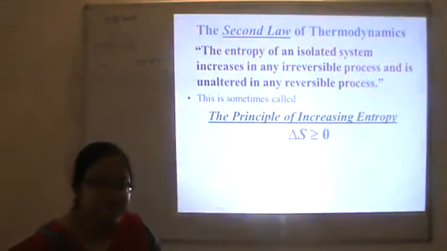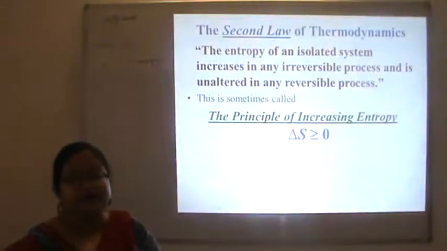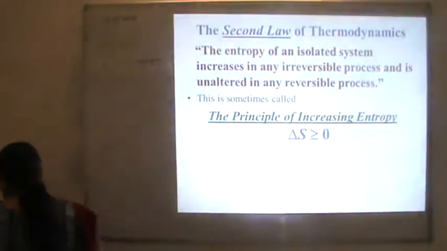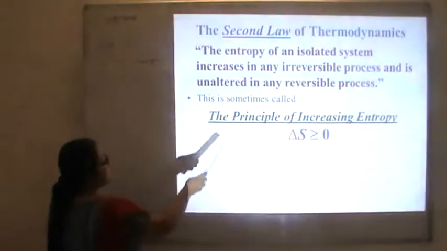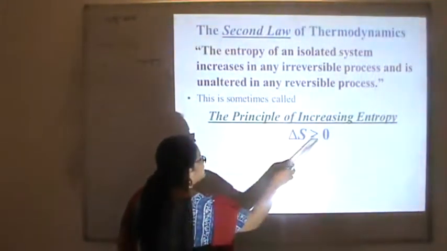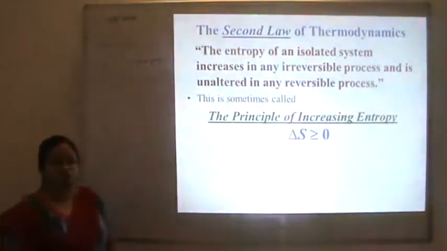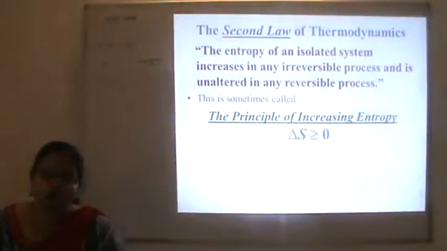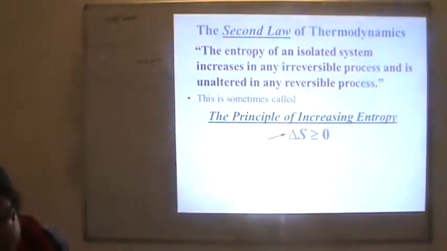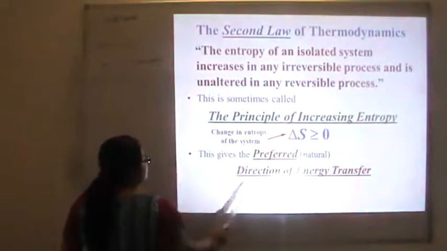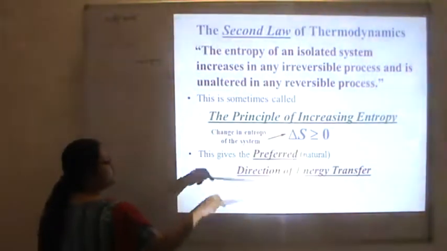So the second law is sometimes called the principle of increasing entropy. The entropy is shown by delta S. So delta S is greater than 0 for any irreversible process and is equal to 0 for any reversible process. This is one generalized statement of the second law of thermodynamics. So delta S is the change in entropy of the system, and this term gives the preferred or natural direction of the energy transfer.